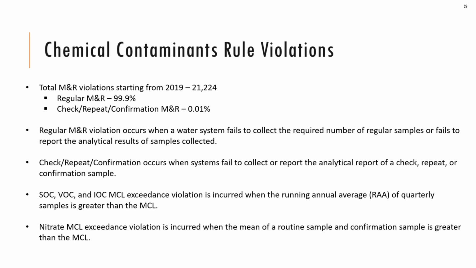Now, along with these violations, there is also an MCL violation, which occurs for SOC, VOC, and IOC when the running annual average of quarterly samples is greater than the MCL. For nitrates, it's different: MCL exceedance occurs when the average of the routine and confirmation sample that they're required to collect is greater than the MCL.